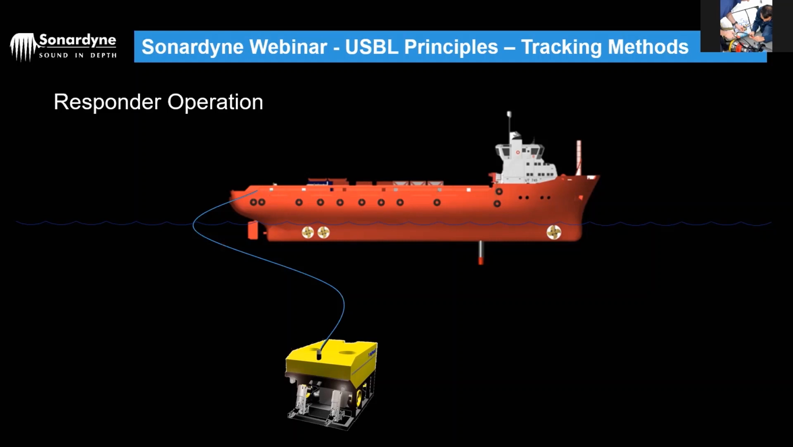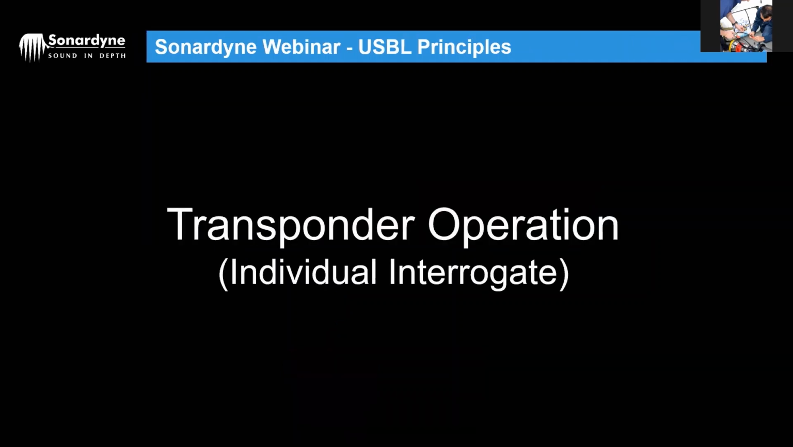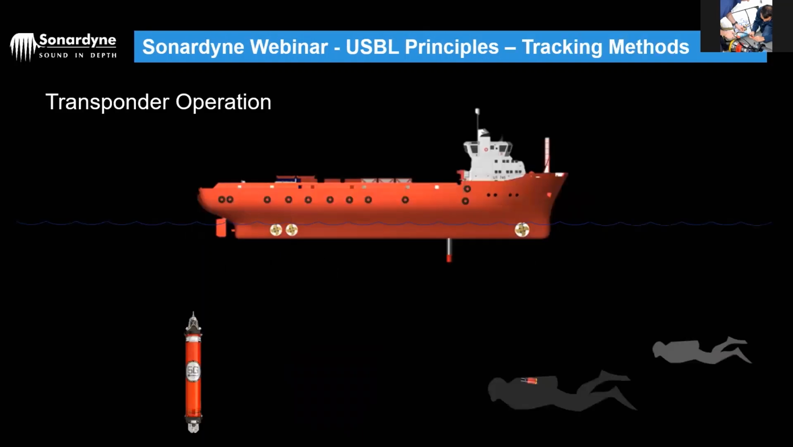All right. The next thing we'll look at is transponder operation. So this is two-way acoustics. Now, it doesn't matter what you're tracking, whether it's a beacon or diver, your transponder will be in the water, and this is now the single interrogate or individual interrogate. All right, so we'll send an individual interrogation to the object we want to track, and it responds back. And so now we're tracking everything individually, one by one, in this mode, in transponder mode.